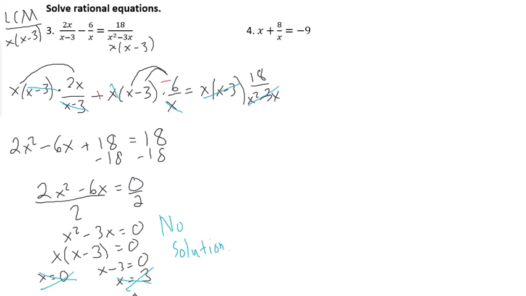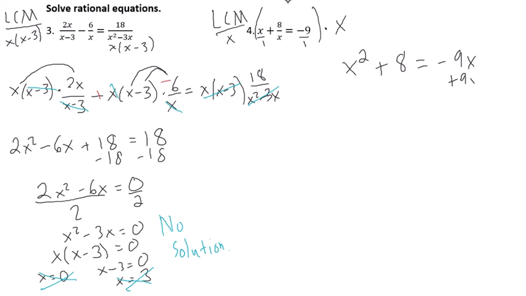All right, let's look at our next example. First off, we need to look at what our LCM is. If you put a 1 over all of these, you can just see it's x and 1. So our LCM is just x. So we need to multiply each term here by x, and that will cancel out the denominator in this middle term. So that's x squared plus 8 equals negative 9x.